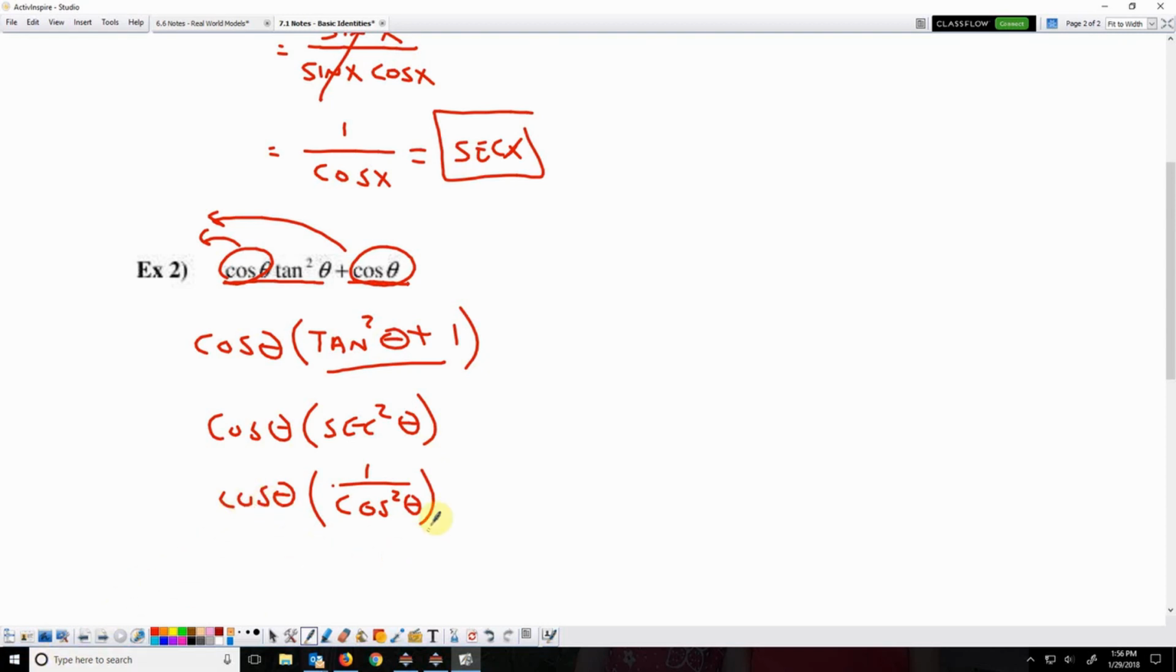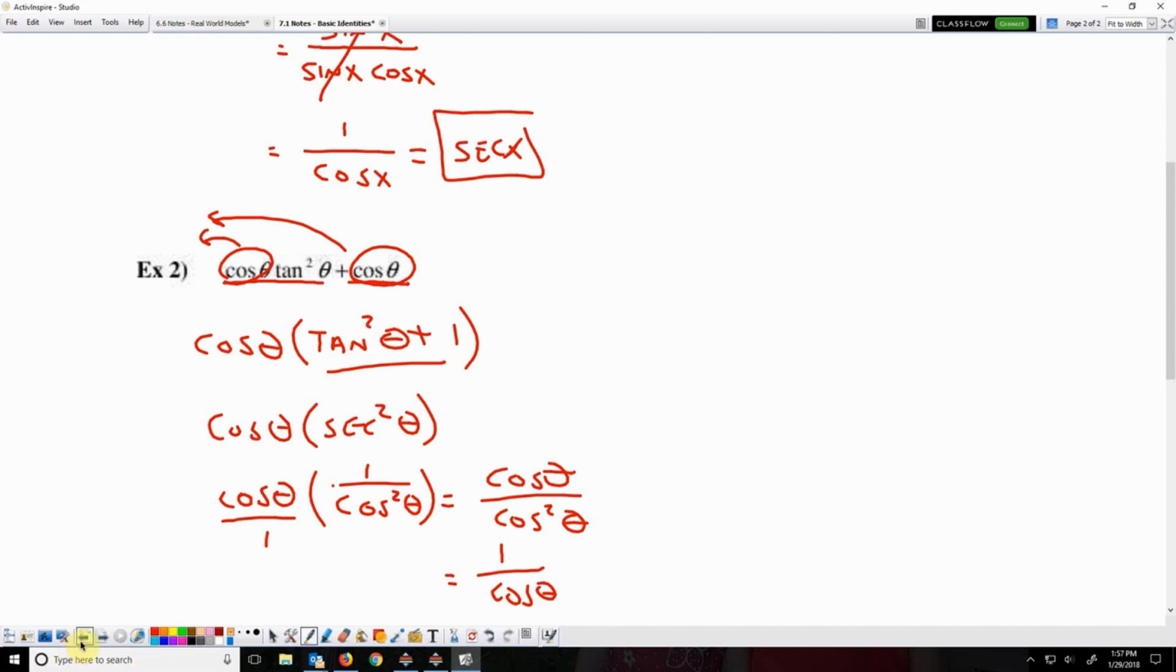Now if I multiply these, I'm going to get cosine theta over cosine squared theta. So basically this is over 1. So I'm multiplying the numerators and the denominators. I've got cosine over cosine squared. So I can cancel out a cosine from the numerator and the denominator. When I cancel a cosine out of the numerator, I get 1. When I cancel a cosine out of the denominator, it's cosine squared, so I get cosine theta.